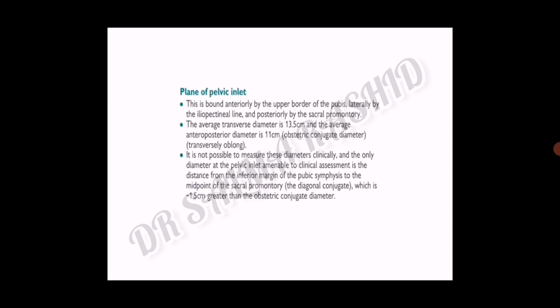It is not possible to measure these diameters clinically, and the only diameter at the pelvic inlet amenable to clinical assessment is the distance from the inferior margin of the pubic symphysis to the midpoint of the sacral promontory, the diagonal conjugate, which is 1.5 cm greater than the obstetric conjugate diameter.